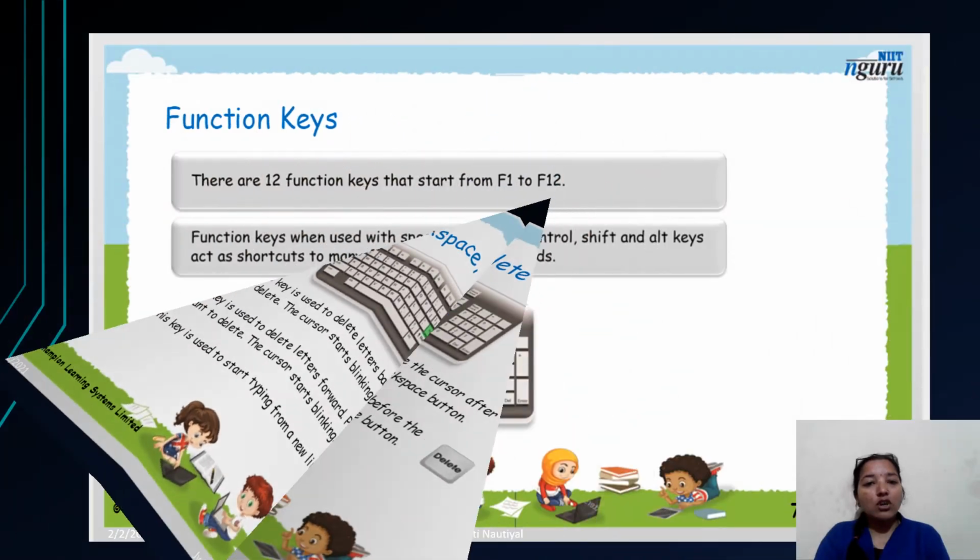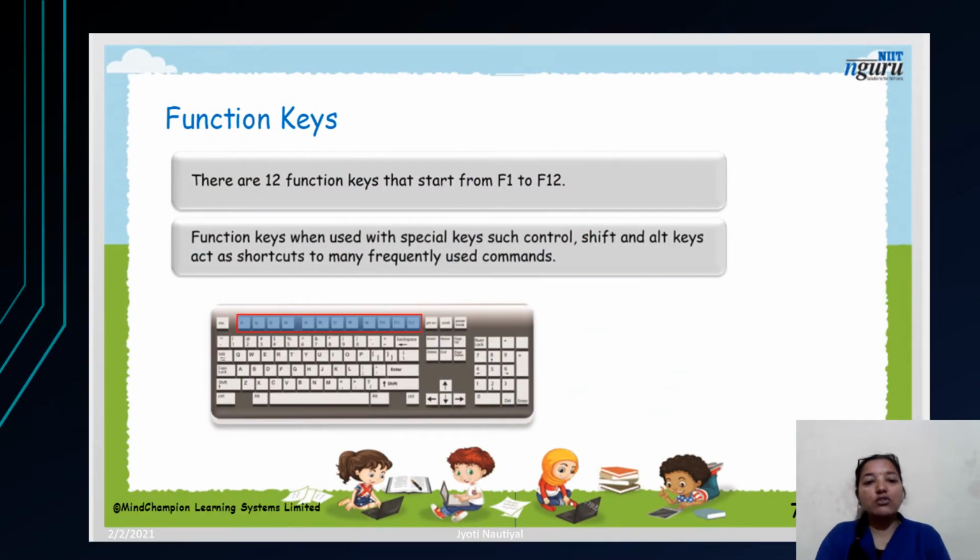Now let's talk about the function keys, children. There are 12 function keys that start from F1 to F12. Function keys have special functions. Every key is assigned a different task, and with the help of function keys you are able to complete many other commands. They are shortcuts to many frequently used commands.